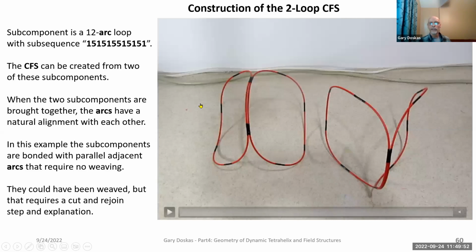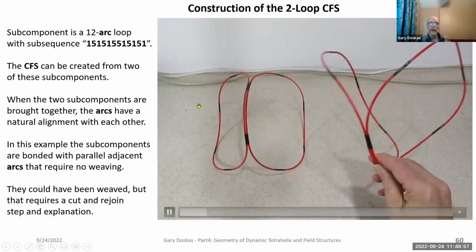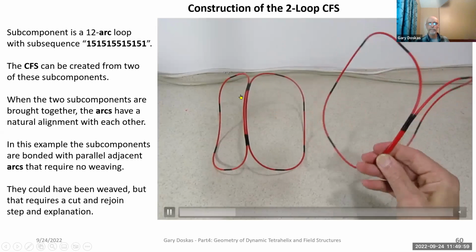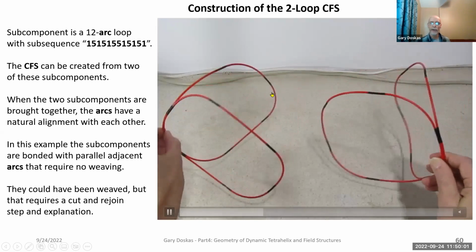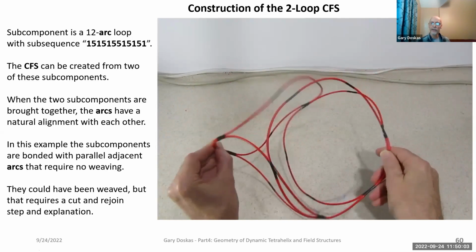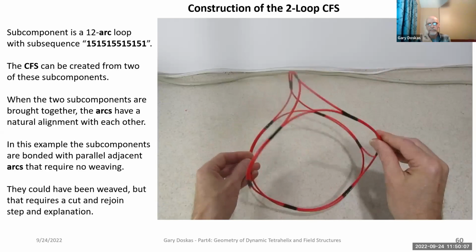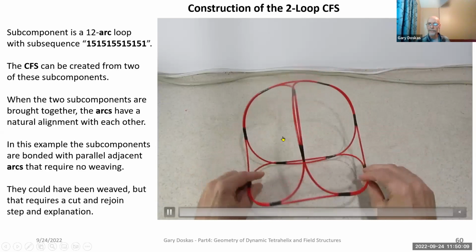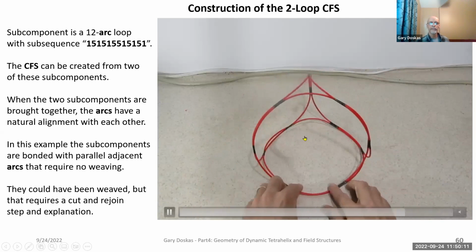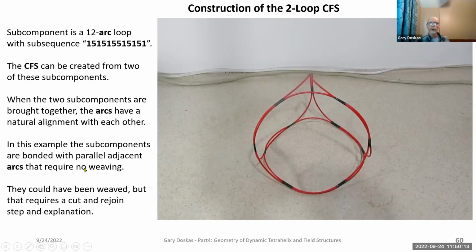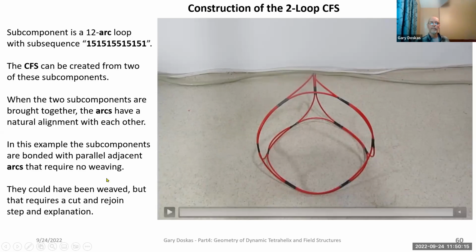Now, this next video is going to use a physical model to show that CFS can be created from these 2 subcomponents. And when subcomponents are brought together, their arcs have a natural alignment with each other, and they form the same CFS pattern. I'm using magnets to hold them together with an adjacent bond. Now, there could have been weaving, but that would require an extra cut and rejoin step and an explanation to go along with it.